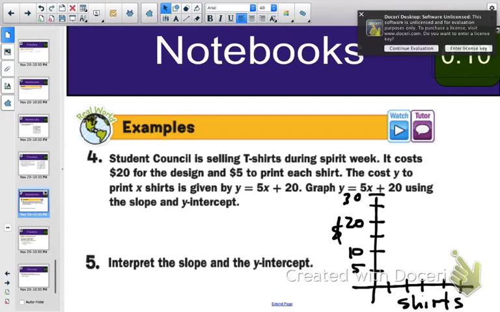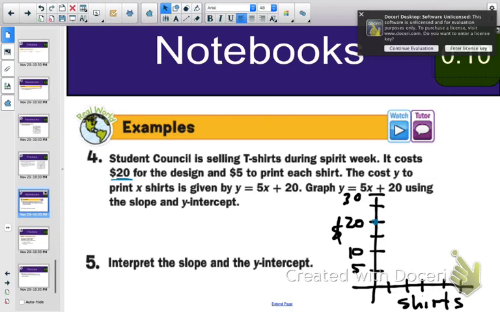So we know that our y-intercept is just going to be how much it costs for just the design. So if I were to buy 0 shirts, I would still pay $20 for the design. Obviously, nobody's going to make a design and buy 0 shirts, but that's where our y-intercept is going to start at. So I go to 0, put my point here. Okay, that's my y-intercept.